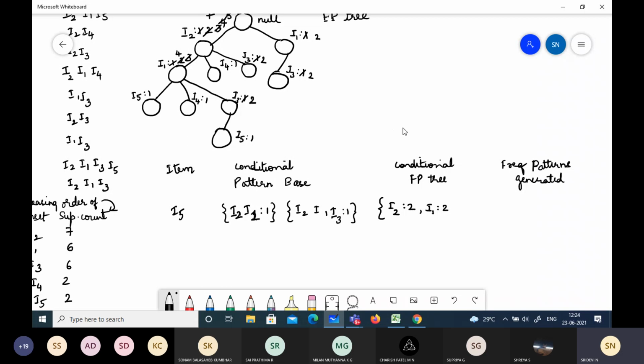Whereas the minimum support count for this problem is 2. So we will not consider that. You got this point? I have just counted the number of times the item is present in each transaction. I2 is present in both, so the count is 2. I1 is present in both, so the count is 2. I3 is present in only one, and the count is 1, which is less than the minimum support count. Hence I write only for I2 and I1.